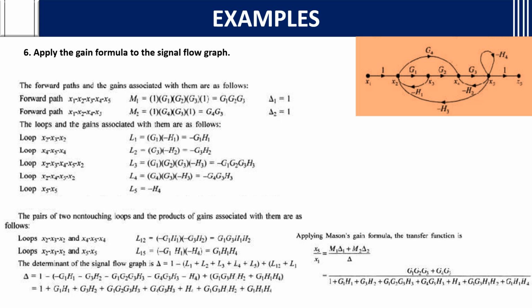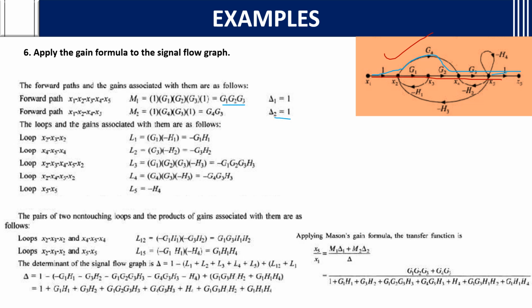Apply the gain formula to the signal flow graph. See, they have already given the signal flow graph. You will apply the gain formula to find the transfer function. What are the forward paths present? This is the first forward path. There is one more forward path present. If you can see, this is one more forward path. First forward path G1, G2, G3. Second forward path G4 and G3.